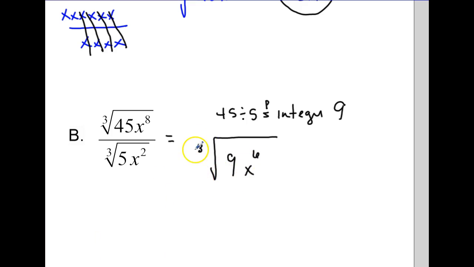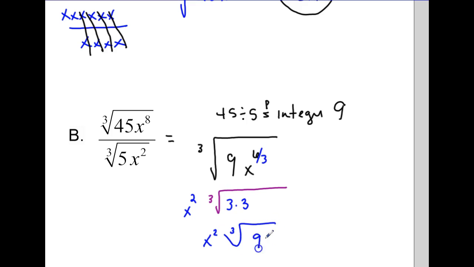So now, if I rewrite this, I have the cube root, but 9 is 3 times 3, and x to the 6th I can take care of if I divide by 3. So I can get an x squared that comes out, but look what happens. I don't have enough 3's. So I'm going to go back and write my answer as x squared cube root of 9. Okay? All right. That's that for quotient.